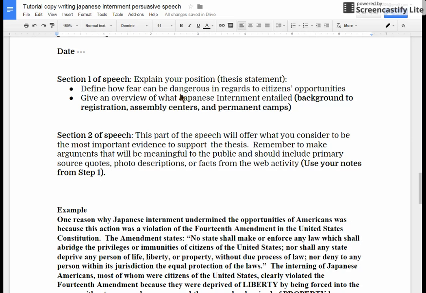This doesn't have to just be in general to the Japanese internment. It can be like an overarching thought about why fear can be dangerous in a broad term. Then you're going to get to the narrowing down.